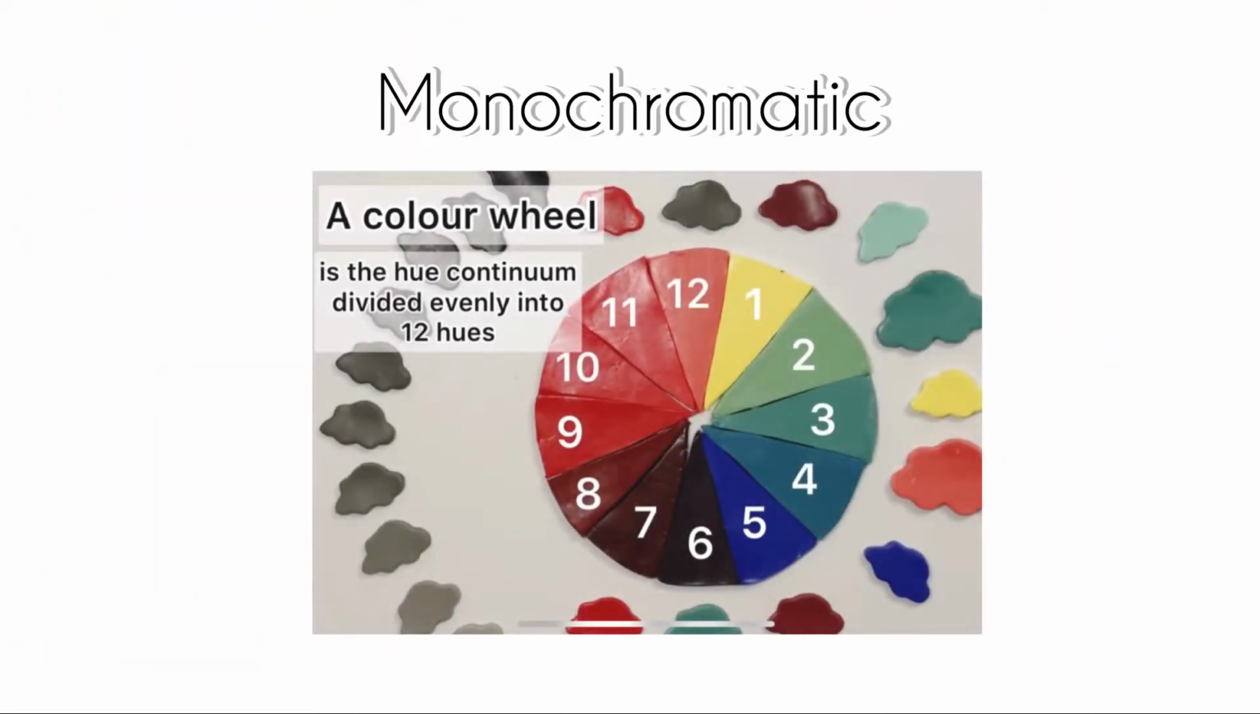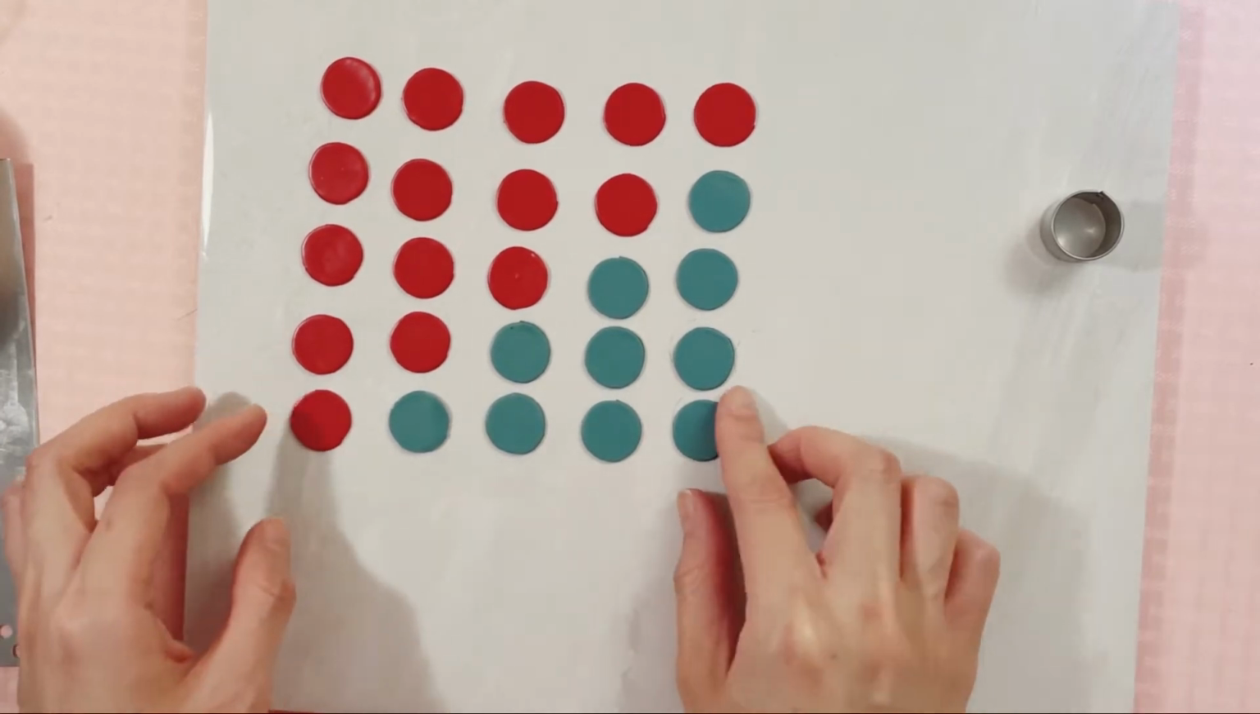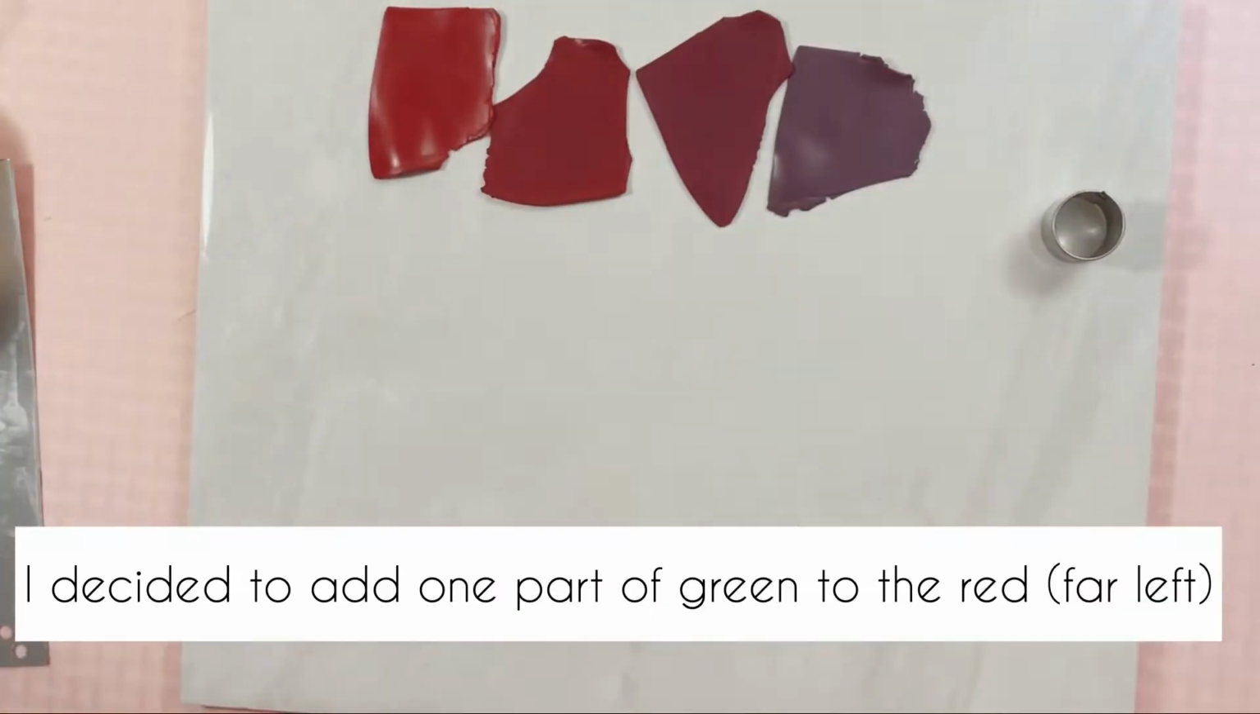If you bring out the color wheel that we made from my very first video, it breaks down the hue continuum into 12 sections or hues. As Monochromatic is only using 1 hue, I'll be picking red. Feel free to use any other hues. I'm using the complementary color green to change the saturation of red.